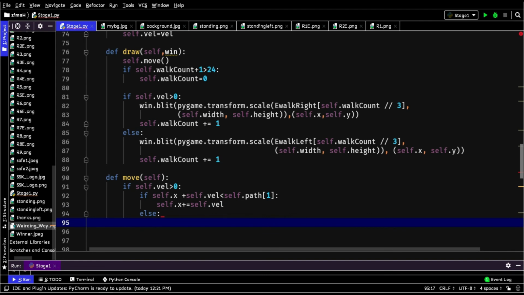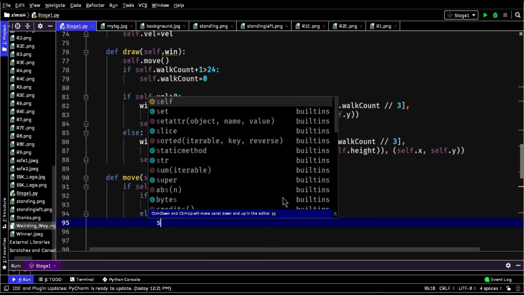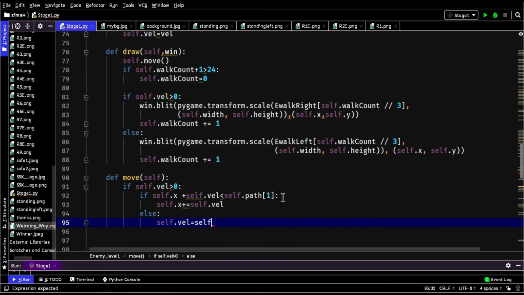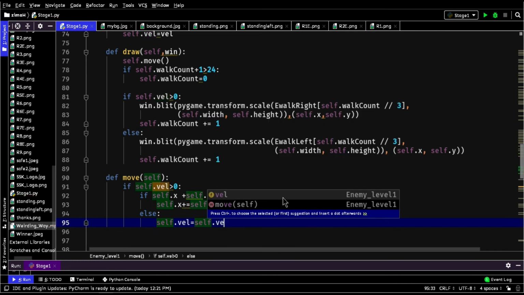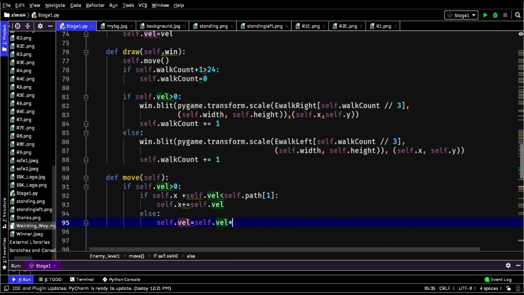Else, it means that the enemy has reached the end of the path. Therefore, the enemy will change direction. For that, we will multiply velocity by -1. And self.walk count will be set to 0.